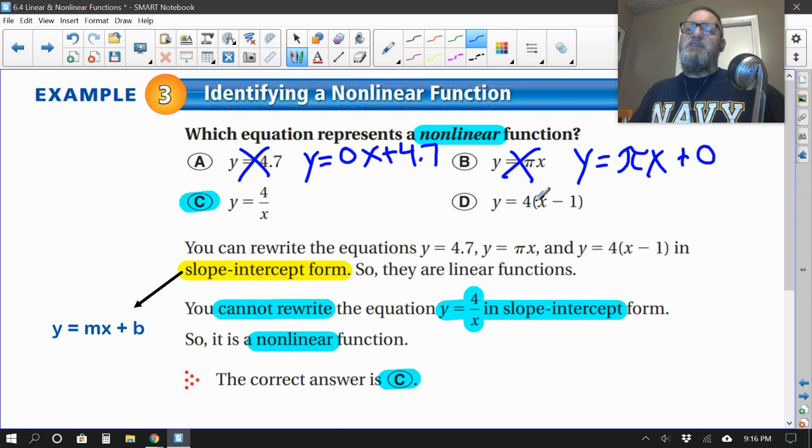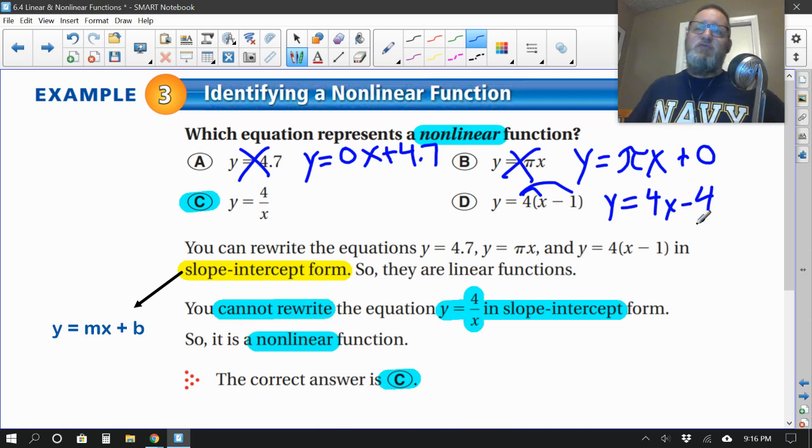Here they're trying to trick us, but let's use the distributive property, and we'll turn this one into, again, y equals mx plus b. So that would be y equals 4 times x would be 4x. And now 4 times 1 would be 4. And we have a minus sign in the middle. And there it is, y equals mx plus b, or in this case, y equals 4x minus 4. It's not this one. Here it is right here.